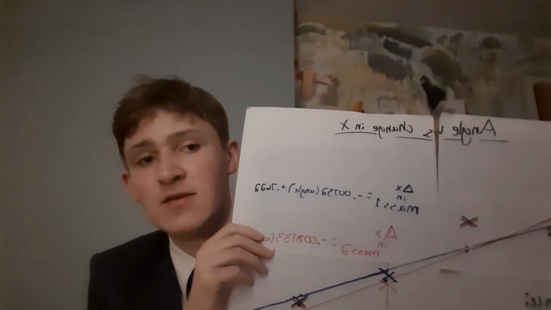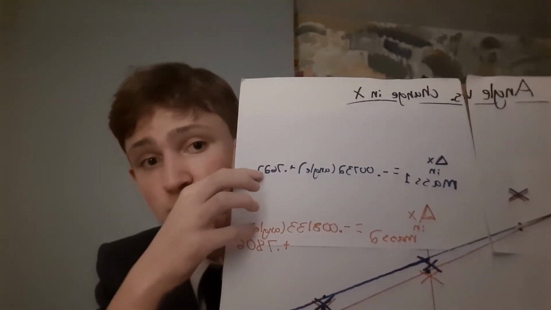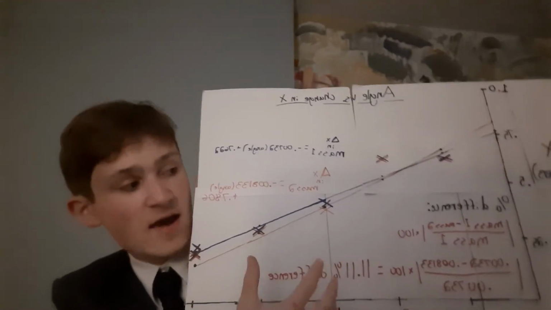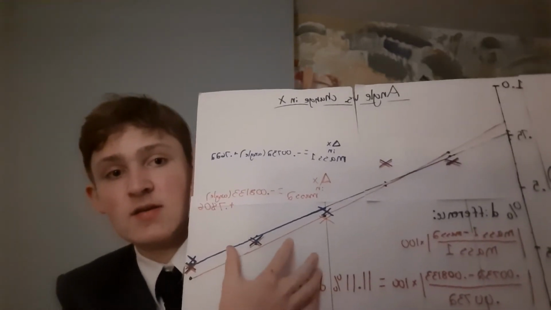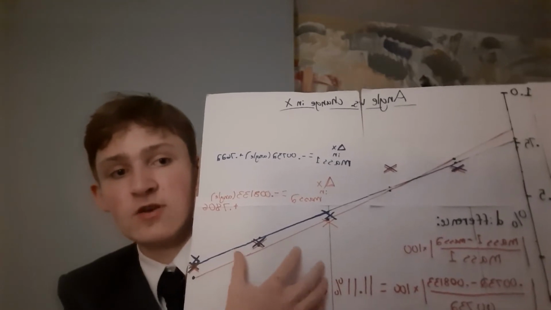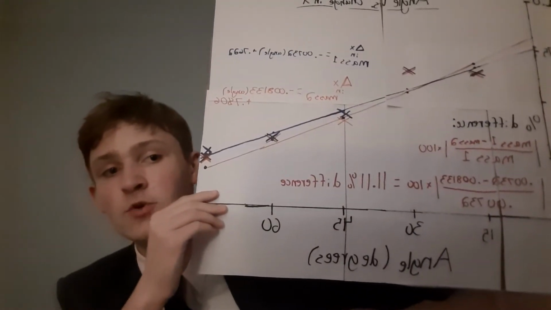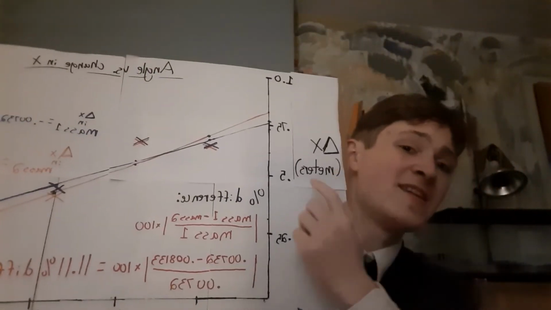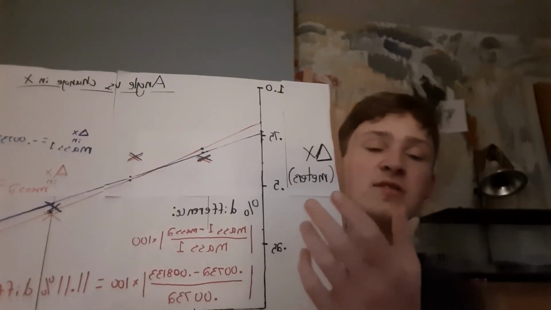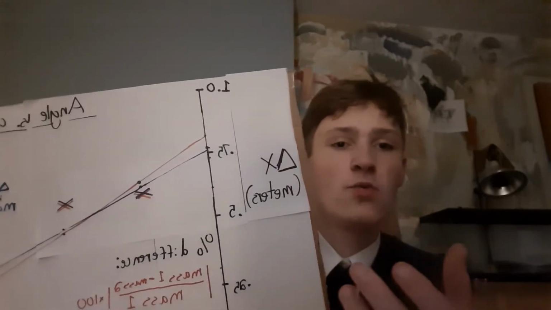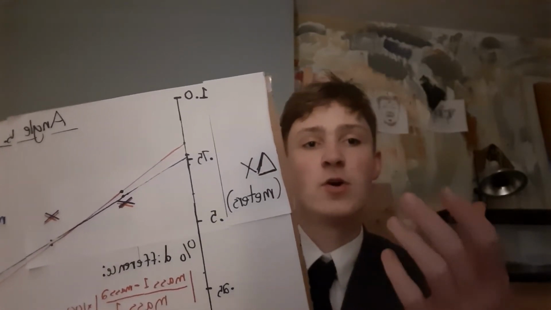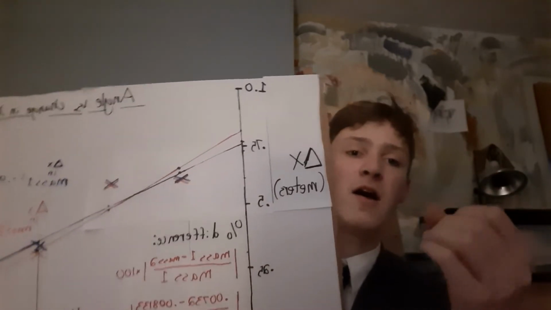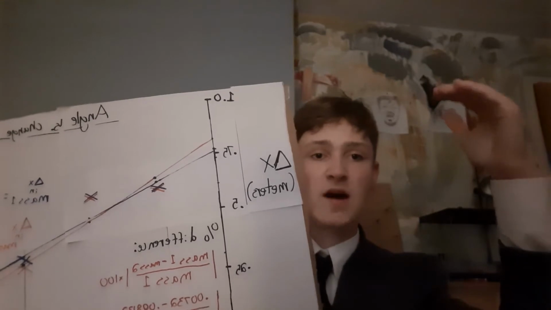I put all my data into Logger Pro and got these slopes. Then I just put them into my graph. And as you can see, there is a definite linear relationship between the independent variable angle and the dependent variable change in x, now in meters. Because there's a definite linear relationship, we can conclude that the angle of the slope, as in how steep the ramp is, does have a significant effect on how far the car will travel from the top of the cliff to the bottom.